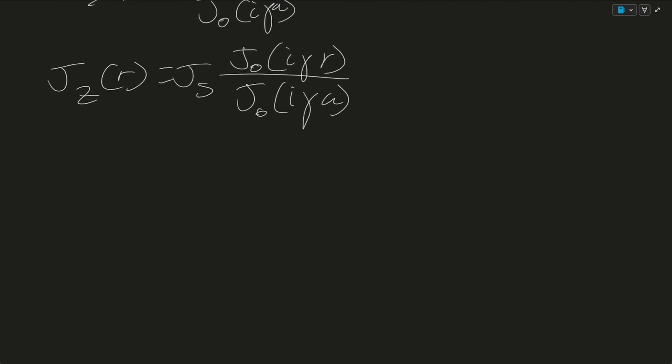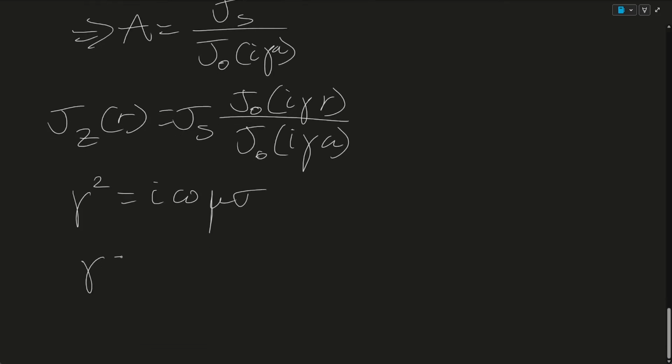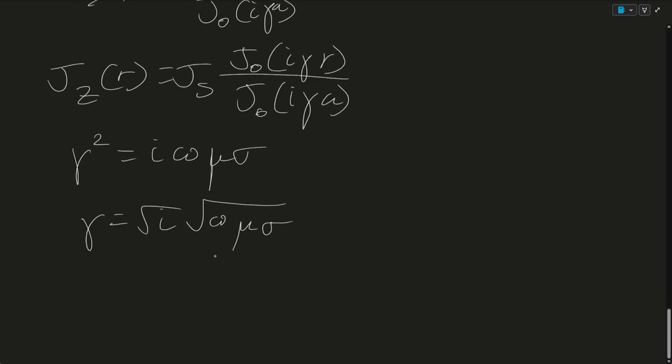Js is the current density at the surface, and J0 is the Bessel function of the first kind, where r is some radius. Now we can interpret this physically because it's quite abstract at the moment. So let's unpack. We remember that gamma squared equals i omega mu sigma. Thus gamma is the square root of i times the square root of omega mu sigma.